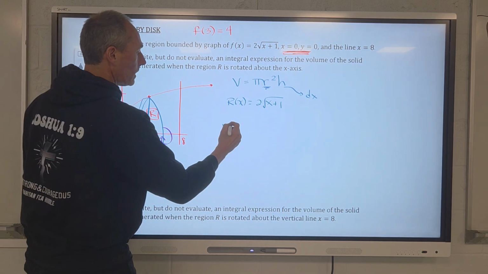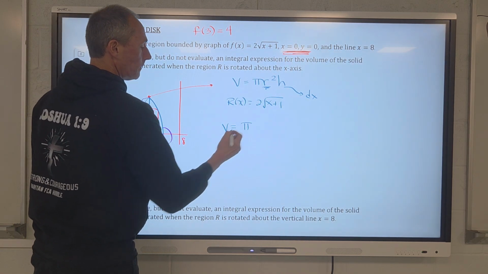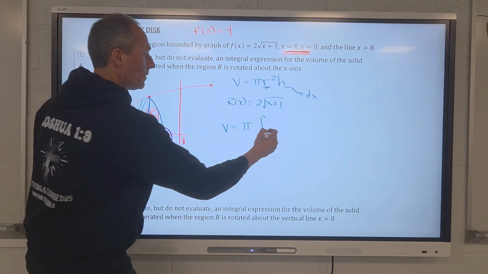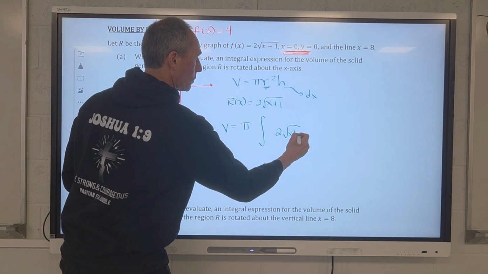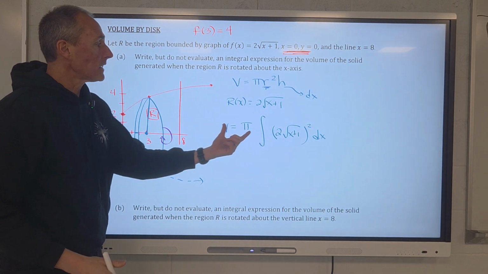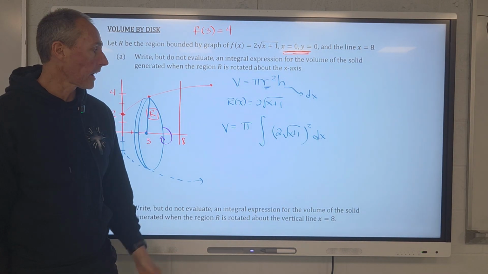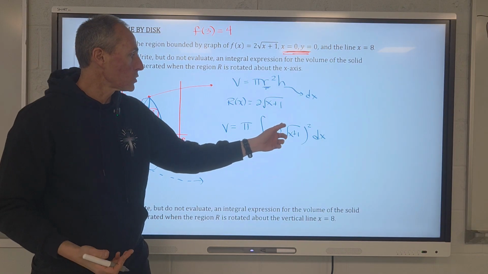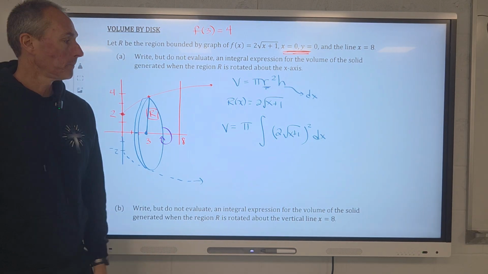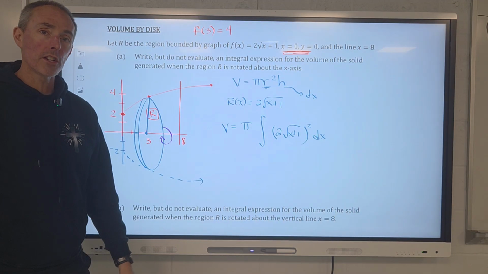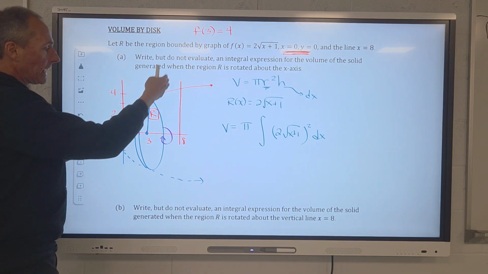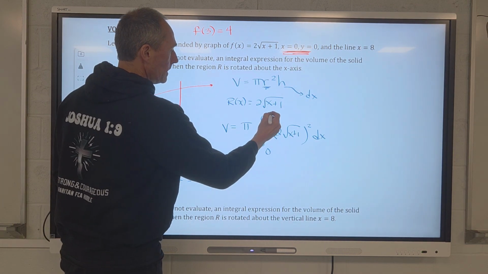So how's my setup look? Well, I need the pi. I have to square the radius function, so 2 square root of x plus 1, squared. And then, of course, I have dx. Now, if I had to do this by hand and not with graphing software or a calculator, it'd actually be super convenient, because when you square this, you would just get 4 times the quantity x plus 1, which is very easy to integrate. What about the limits of integration though? Well, if I look here, I can see the region started at 0 and it ended at 8. So there you go.